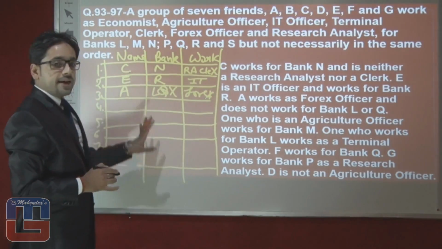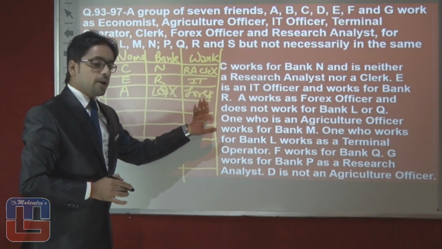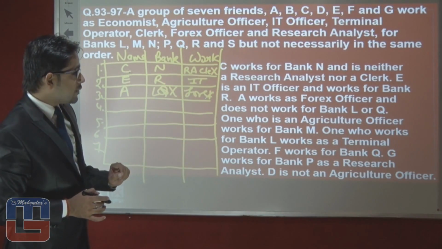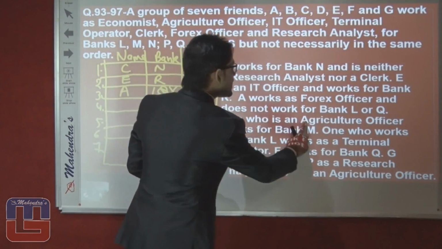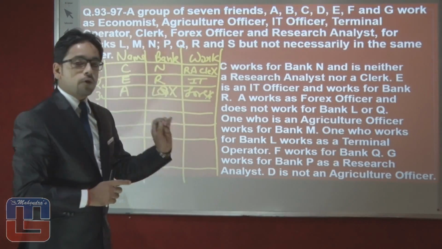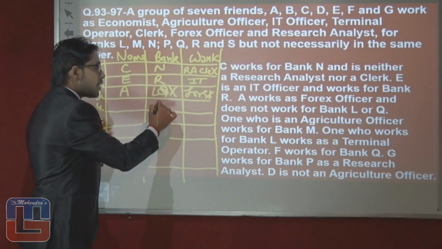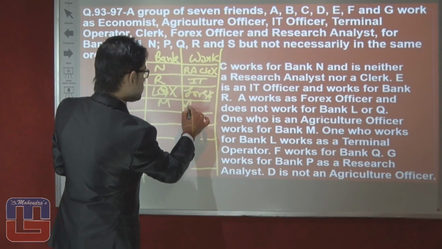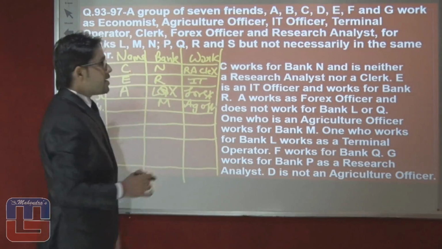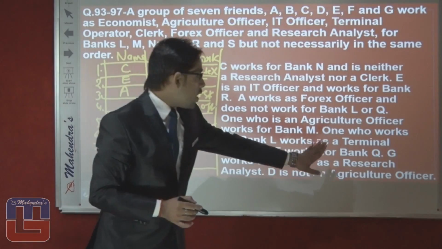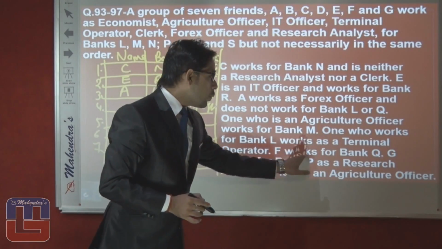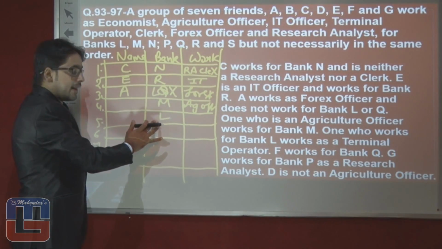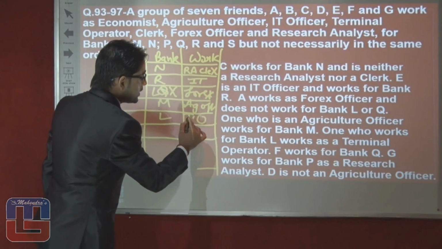We have mentioned here that A is a member who works as a forex officer and doesn't work for bank L and Q. Let's move on to the next statement, which says the one who is an agriculture officer works for bank M. The member who works for bank M works as an agriculture officer. The next statement says the one who works for bank L works as a terminal operator.